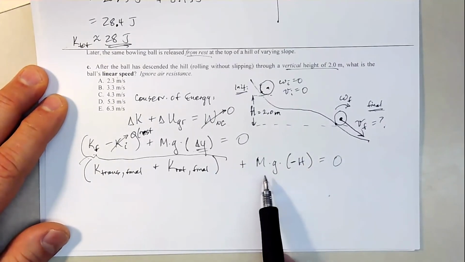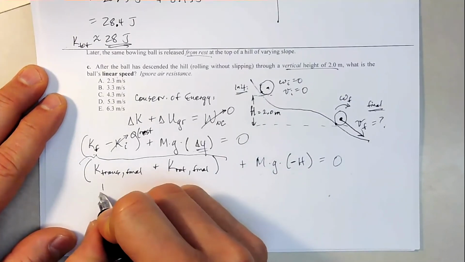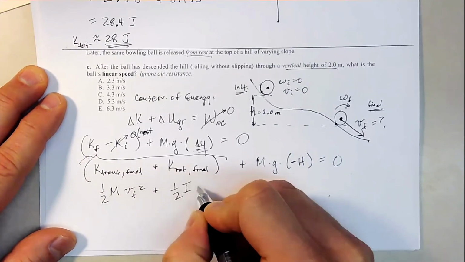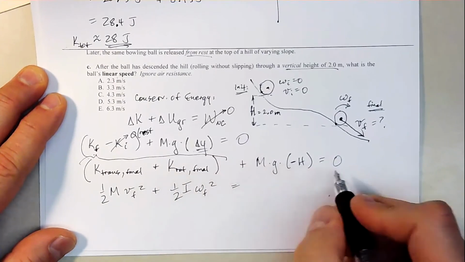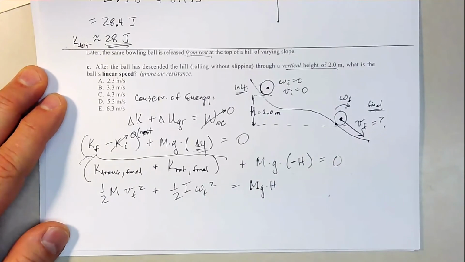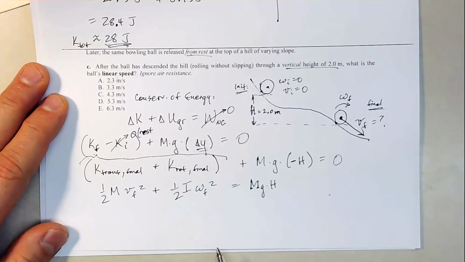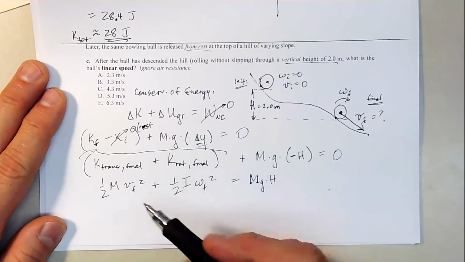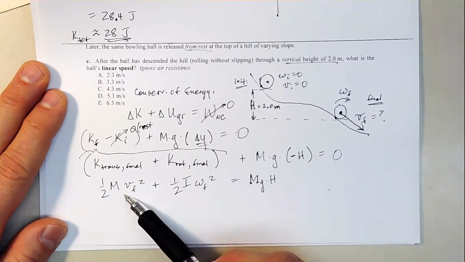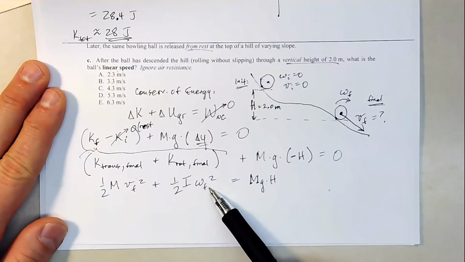It would be handy for me now to move this to the right-hand side of the equation. So let me do that. It's going to be 1/2 m v final squared plus 1/2 I omega final squared. And I'll move this over to the right-hand side. Now, once again, we have this odd situation where we want to find the linear speed, which is right there. That's what we want to solve for. But we're also stuck with this other unknown quantity, which is the final angular speed.